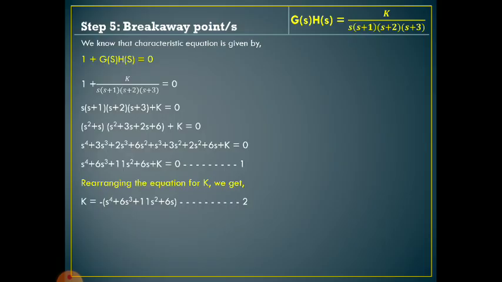Now you differentiate k with respect to s. You will get dk by ds. So here if you differentiate, s power 4 will become 4s cube. S cube is 3s square, so 6 into 3 is 18, 18s square. S square is 2s, so 11 into 2 is 22s. Again 6s will become 6.